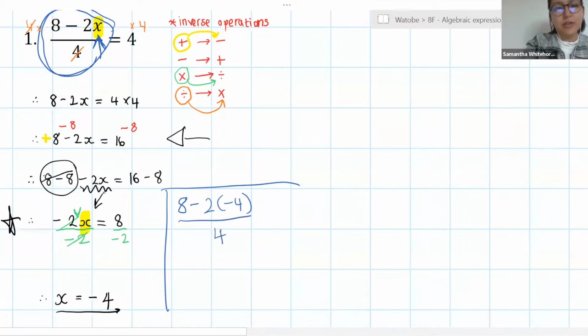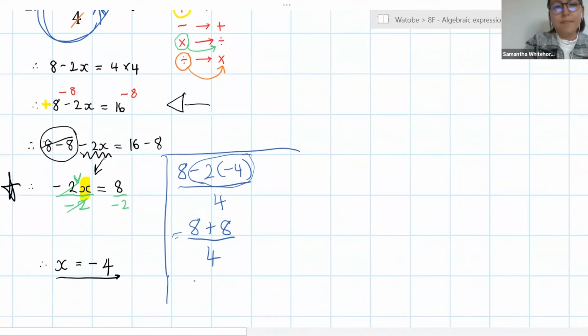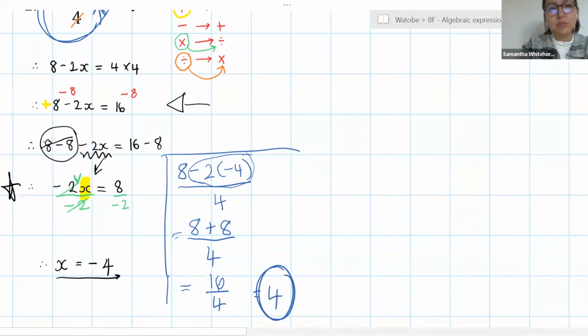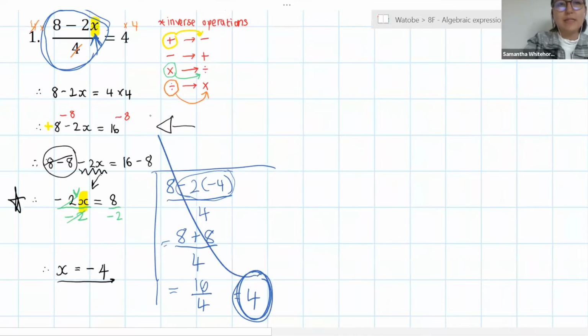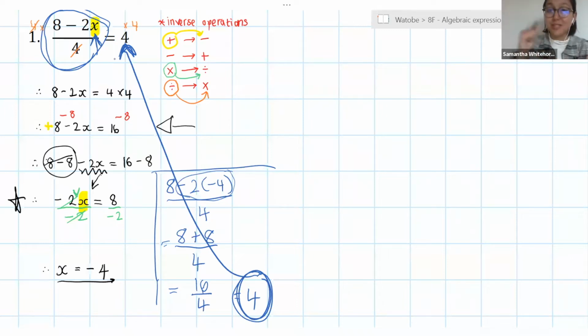So if I do that, -2 times -4 gives me a +8. And so what I actually have is 8 plus 8 divided by 4. 8 plus 8 is 16, and 16 divided by 4 is 4. So that 4 is what the equation is equal to there. And so I know that the answer I got for x is correct, because it does equal 4. Okay, thank you, ma'am. I understand now. Awesome, well done.